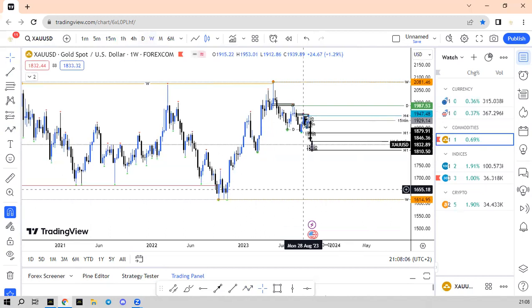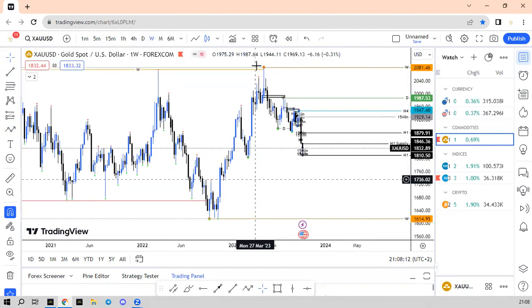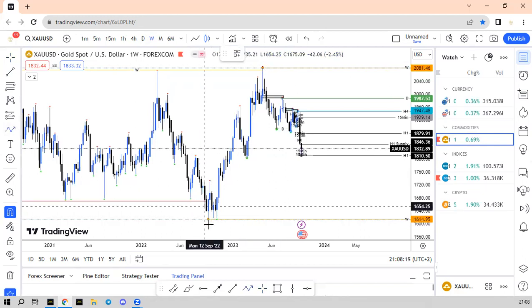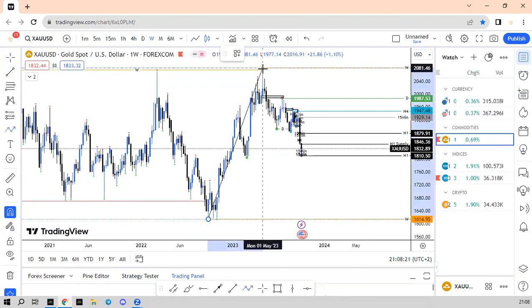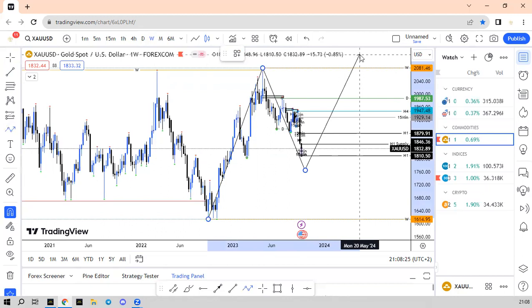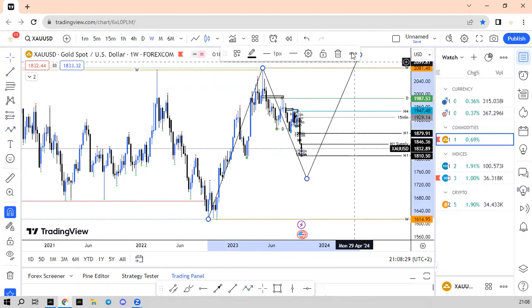On weekly, we have what we call a range. Got confirmed here, this is the range low, this is the range high. So what are we expecting price to do? Create a low, probably something like this, and we go up. We don't know where it might give us the entry.